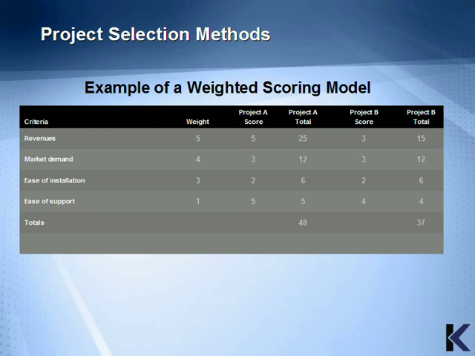The same calculation is applied to the projects for each criteria, and the results show that Project A has a total score of 48, while Project B has a total score of 37. In this example, Project A would be selected over Project B. In the next section, I'll review the cash flow analysis models in close detail.